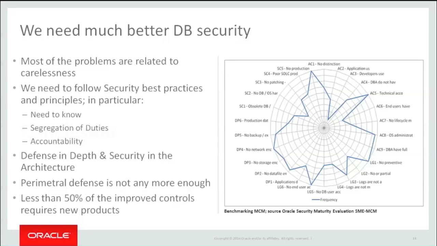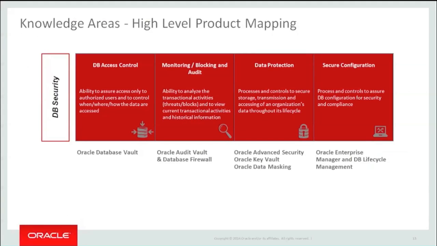Having said so, less than 50% of the improved controls that we recommend to any company when we execute this assessment, or maturity evaluation, database security maturity evaluation as we call it, are related to new products or new options that we, as Oracle, put in our database. Having said so, we have products, and in this slide I highlight the high-level mapping between the knowledge areas and the products that my colleagues, with the help of Roberto, will explain in the other web seminars.